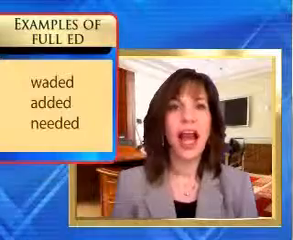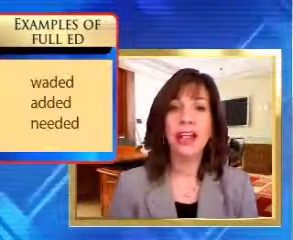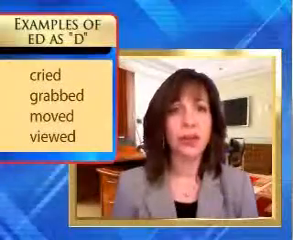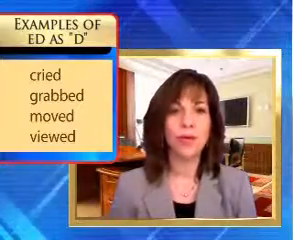How do you know when to add the T, the D, or the full -ed sound? Here are the simple rules. If the verb ends in a T or a D, then you say the full -ed. For example, waited, added, needed. If the word ends in a voiced sound other than D, you produce the -ed as D. For example, cried, grabbed, moved, viewed.